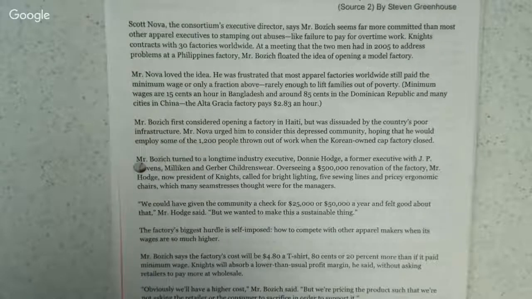Mr. Nova loved the idea. He was frustrated that most apparel factories worldwide still paid the minimum wage or only a fraction above, rarely enough to lift families out of poverty. Minimum wages are 15 cents an hour in Bangladesh and around 85 cents in the Dominican Republic and many cities in China. The Alta Gracia factory pays $2.83 an hour.